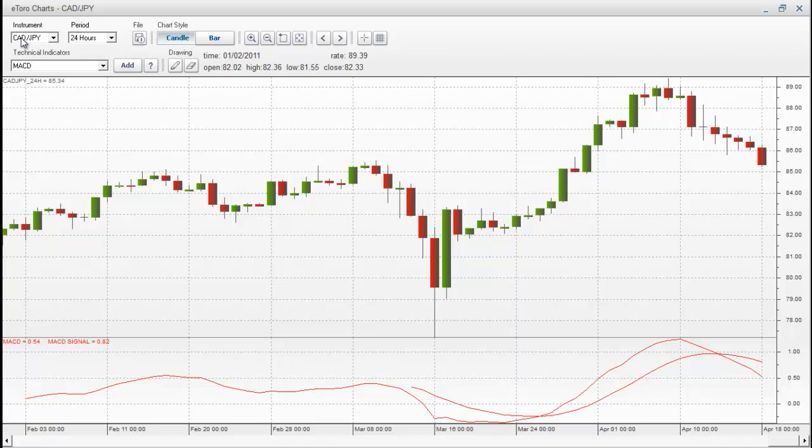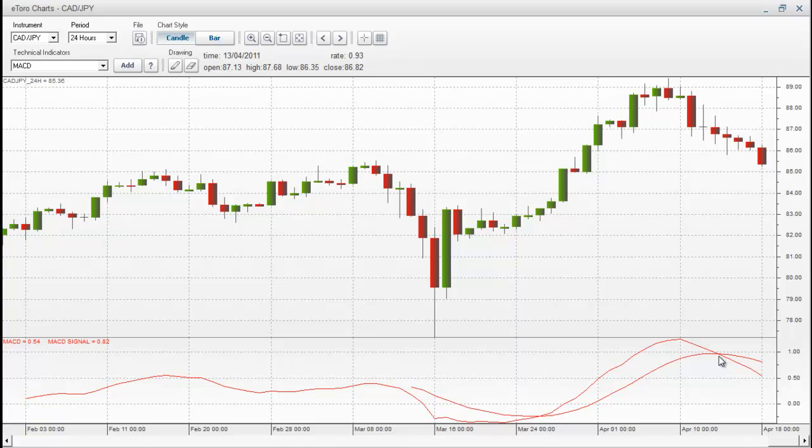Now if you look at the example here with the Canadian dollar versus Japanese yen, it's important to note that the Japanese yen is listed second. So this uptrend that occurred over the past few weeks and months represents a depreciation in the Japanese yen versus the Canadian dollar, or if you like to think of it as an appreciation of the Canadian dollar versus the Japanese yen.